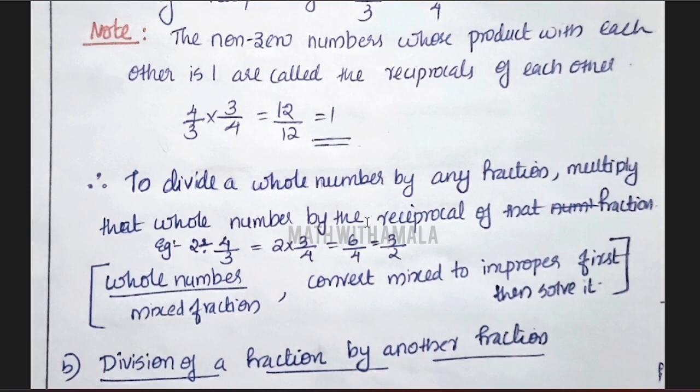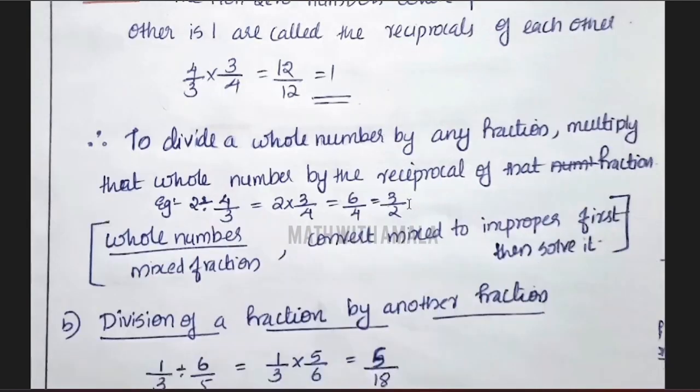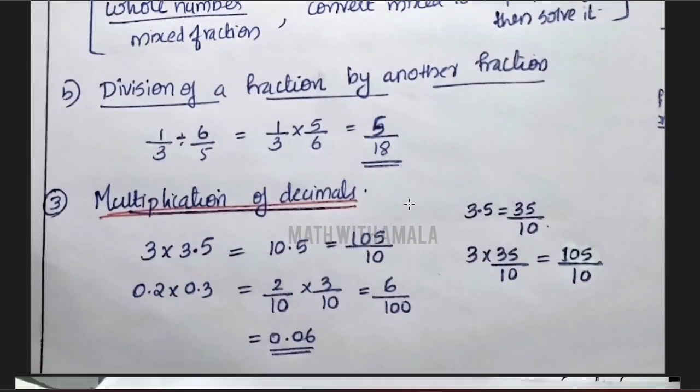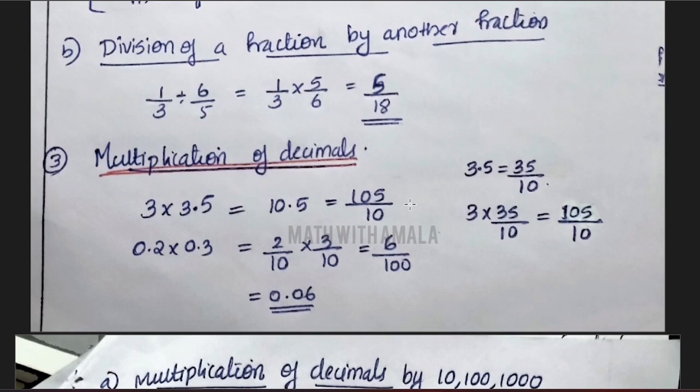When you have a case of a whole number which should be divided by a mixed fraction, the first thing you have to do is convert that mixed fraction to an improper fraction first. Then solve it. Next one, division of a fraction by another fraction. 1 by 3 divided by 6 by 5. Here you can use the reciprocal method.